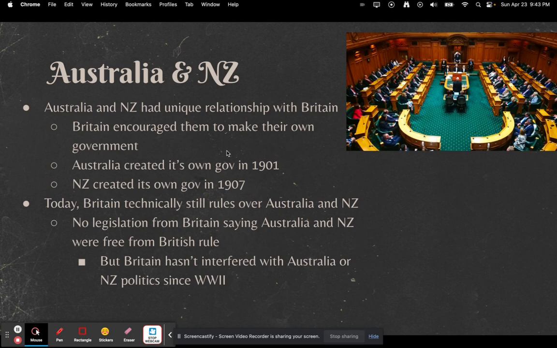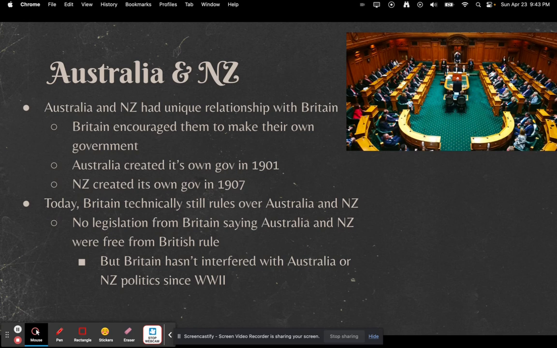Australia and New Zealand had a unique relationship with Britain. Britain actually really encouraged them to make their own government. They were like, hey, Australia and New Zealand, we don't want to rule you forever. We'll exploit your goods and stuff like that, but eventually you'll need your own government. So Australia created its own government in 1901, and New Zealand did the same in 1907.